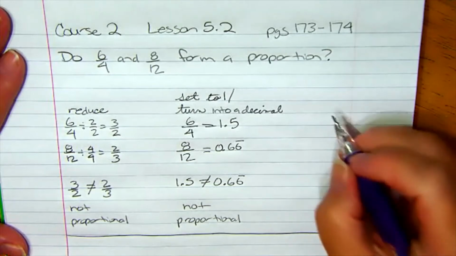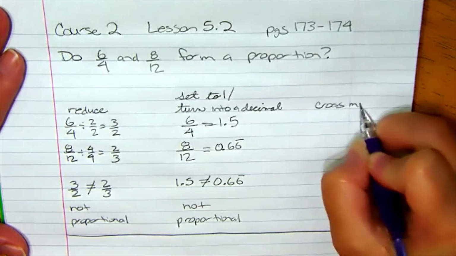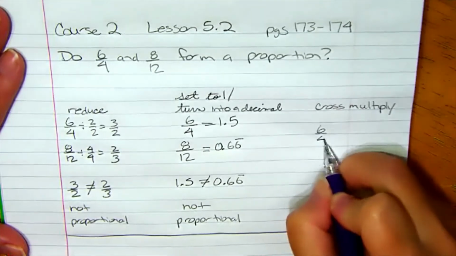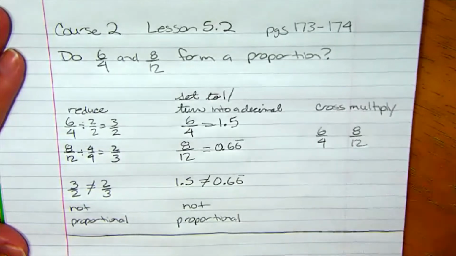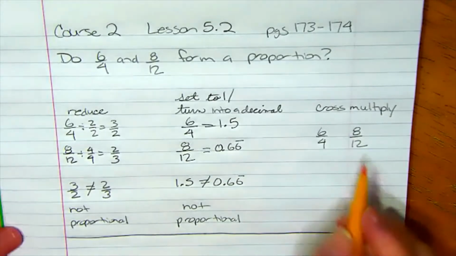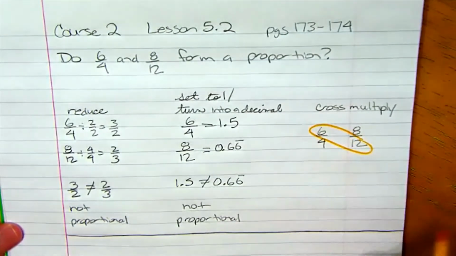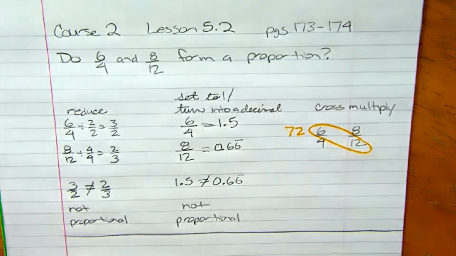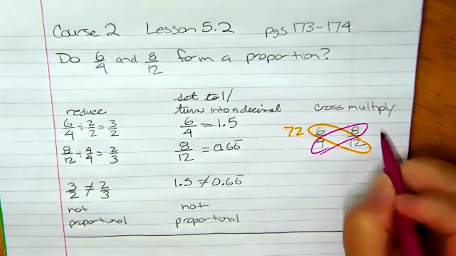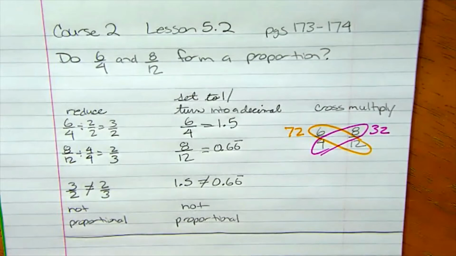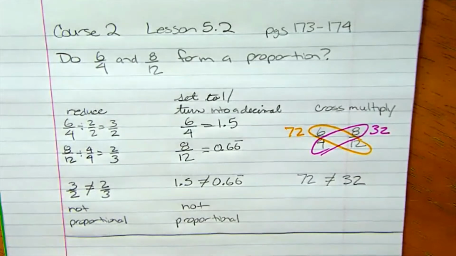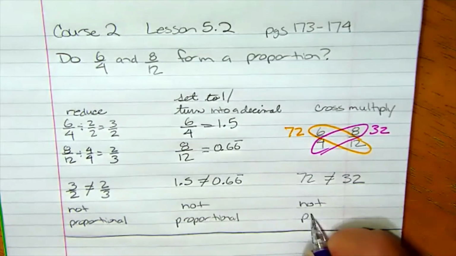And the third way of doing this would be to cross multiply. 6/4, 8/12. Is 6/4 equal to 8/12? I don't know. Let's cross multiply. 6 times 12 is 72. And 4 times 8 is 32. 72 is most definitely not equal to 32. So not proportional.